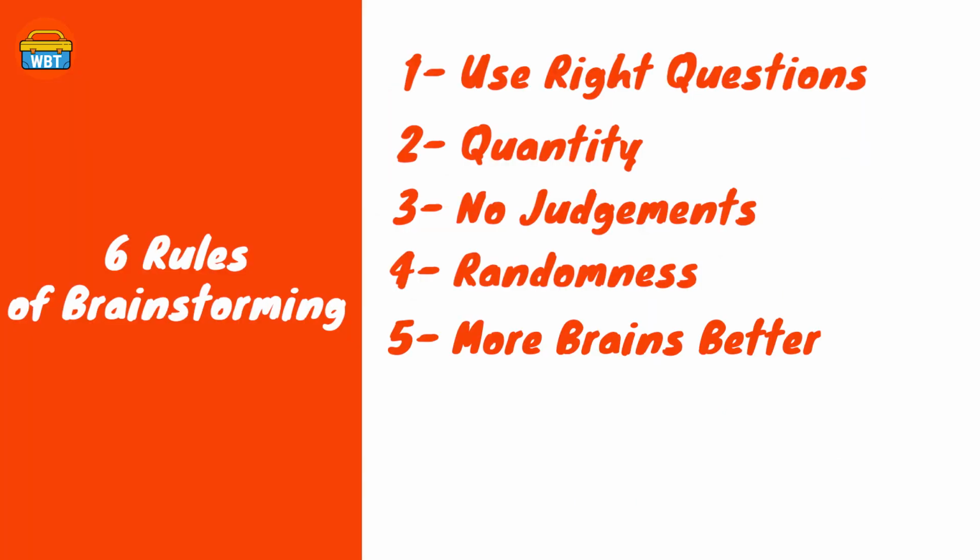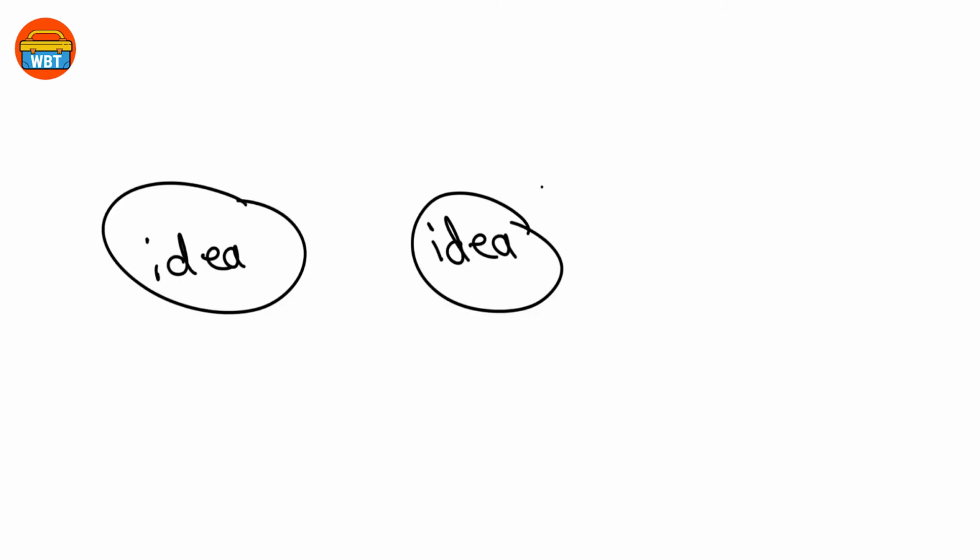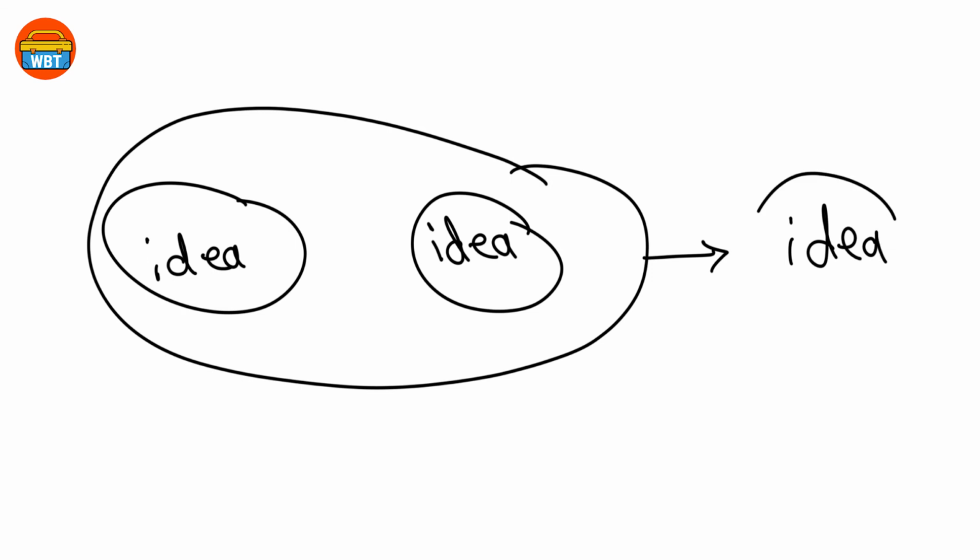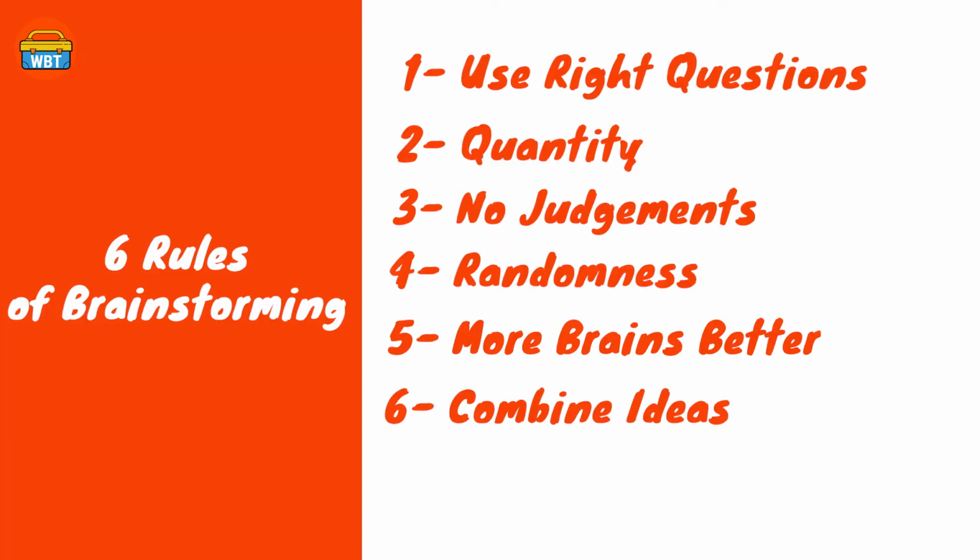The final rule is combine ideas. In brainstorming, one of the ways to come up with ideas is to combine existing ones. That's why you've probably heard the term in brainstorming, 1 plus 1 equals 3, because you can take two different ideas and build a third one from them. Those are the 6 rules of brainstorming: having the right question, quantity, no judgments, randomness, more brains are better, and combine ideas.